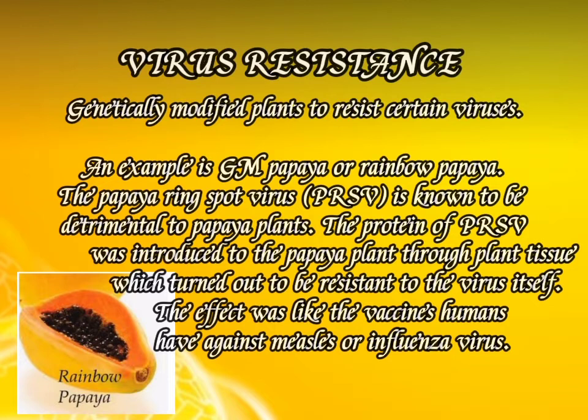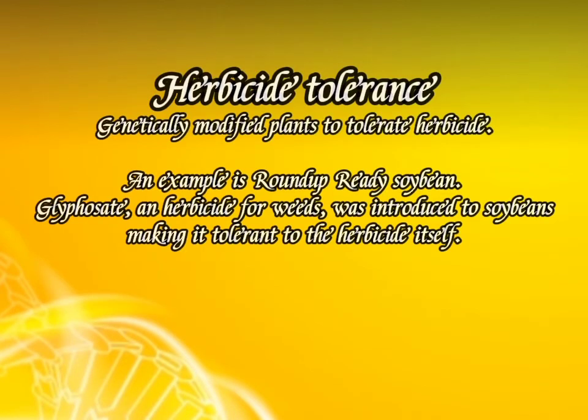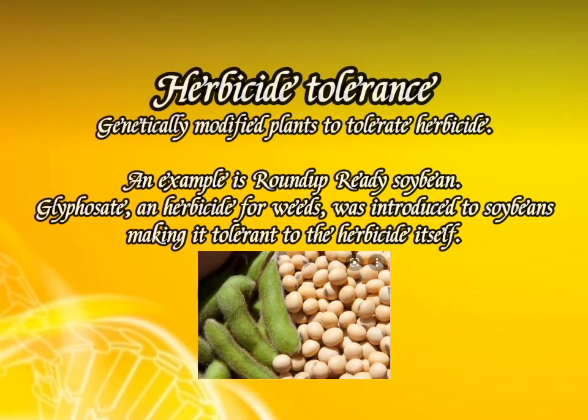So they use the papaya ringspot virus because it makes the plant less susceptible to disease caused by such viruses, resulting in higher crop yields. So now let's proceed to number 3, herbicide tolerance. Herbicide tolerance plants are genetically modified to tolerate herbicide.